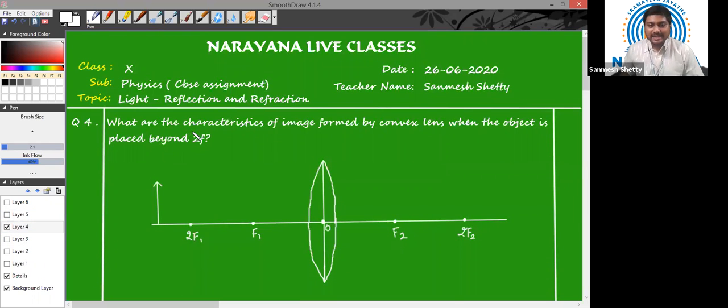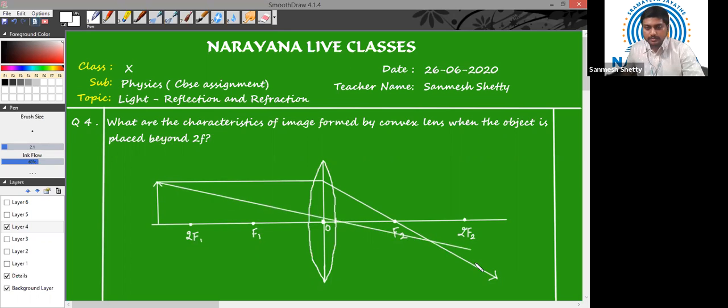What are the characteristics of the image formed by a convex lens when the object is kept beyond 2f? So the object is kept beyond 2f here, let us say. Let us draw a ray diagram quickly. First, let us draw a parallel ray. It will pass through focus after refraction. And let us draw another ray which is passing through the optical center.